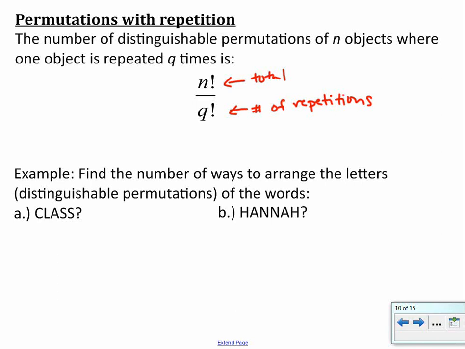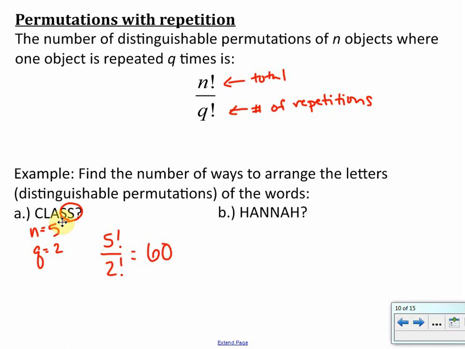So in the word class, my N is 5. But Q here is 2 because I have one object that's repeated 2 times. So that gives me 2. So this would be 5 factorial over 2 factorial, which you could work out either in your calculator or longhand with multiplication. That gives me 60.